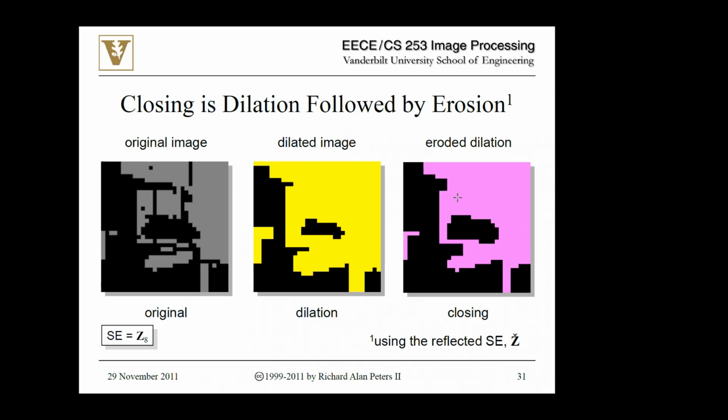And here are the same images, several images. So this is the original, then you dilate, and then you erode. And all the points in the background that were isolated, they are isolated with respect to this structuring element.